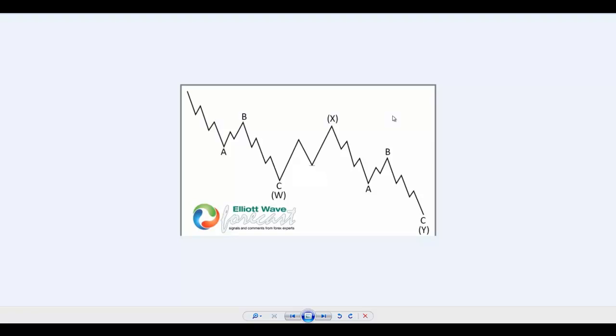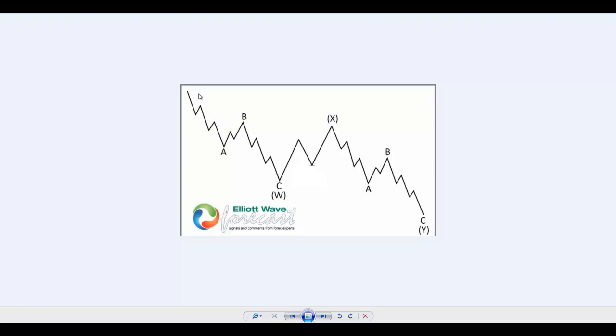Welcome to another video blog in which we're going to take a look at a double three Elliott Wave structure, which we believe is unfolding in the market. And there is a misconception that every double three structure, many people would just call it a double zigzag.